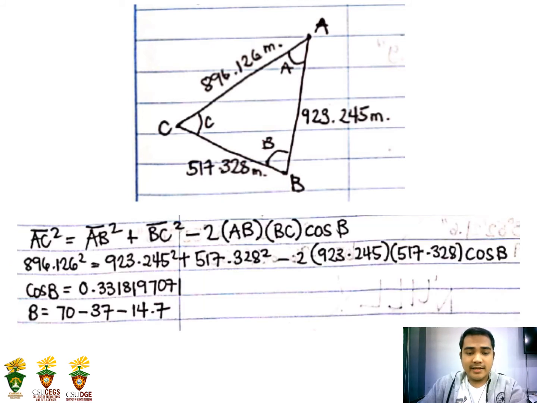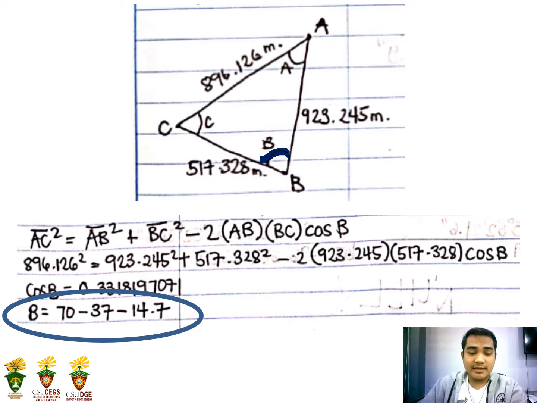And lastly is to get the value for angle B. From the accompanying figure above, to get the value for B we will use this formula: AC squared is equal to AB squared plus BC squared minus 2 times AB times BC cosine B. Substituting all the values above, cosine B is equal to 0.3318197071. Taking the cosine inverse, angle B is 70 degrees, 37 minutes, and 14.7 seconds. So that is the value for angle B.